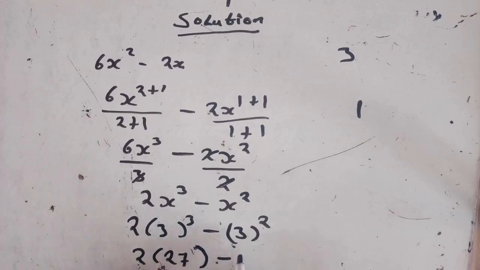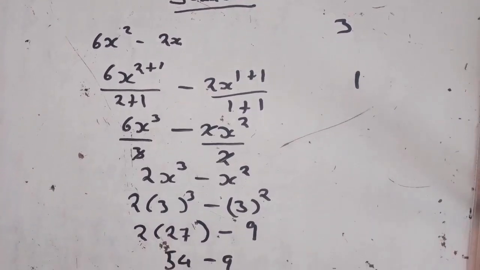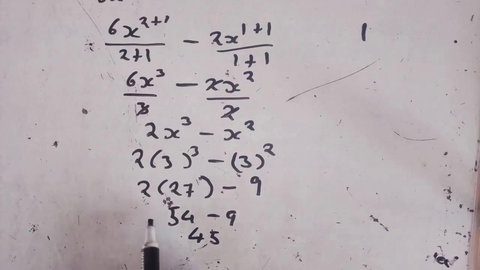Minus 3 squared, it's 9. So 2 multiplied by 27 will give you 54. So we're going to have 54 minus 9. So 54 minus 9 will give you 45.